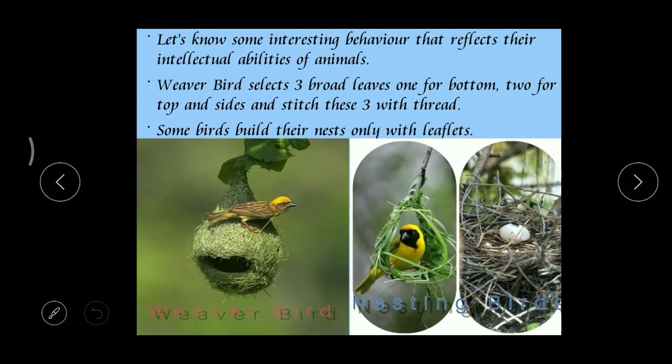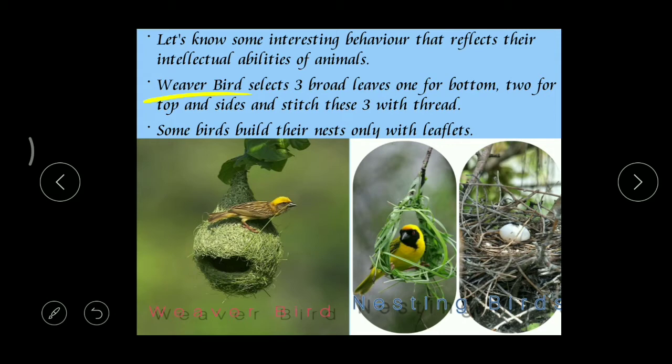So today we're going to discuss some interesting behaviors that show the intellectual abilities and capacities of different types of animals in the animal kingdom. You see, wherever we take this weaver bird, this bird is very intelligent, and by using three broad leaves, it is able to construct its nest.